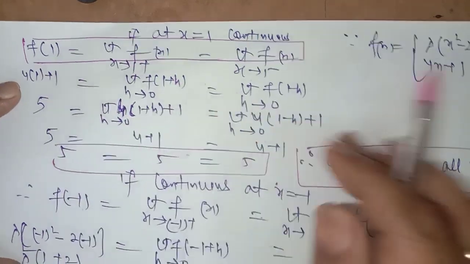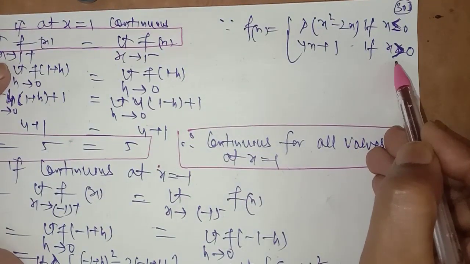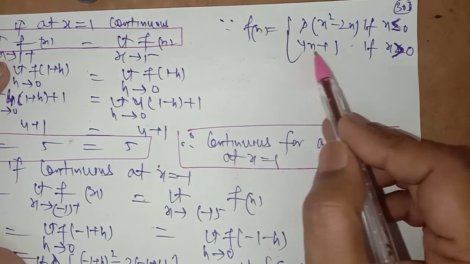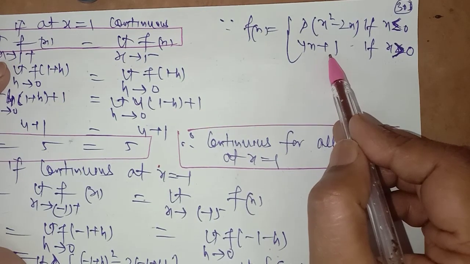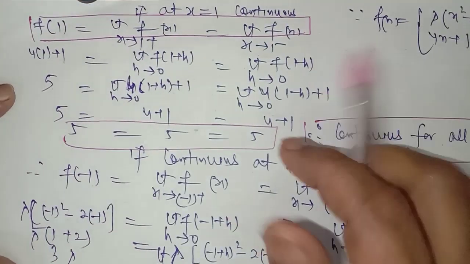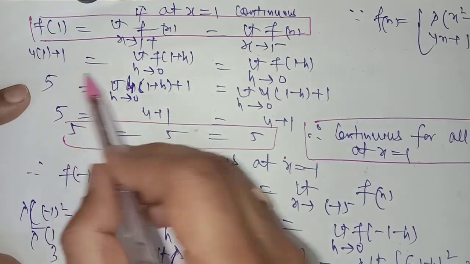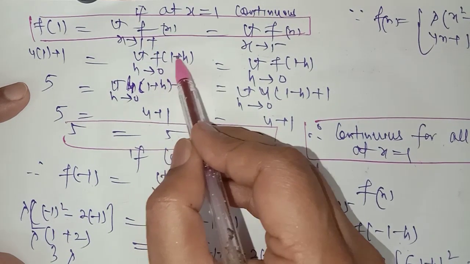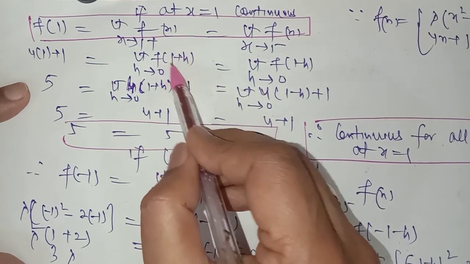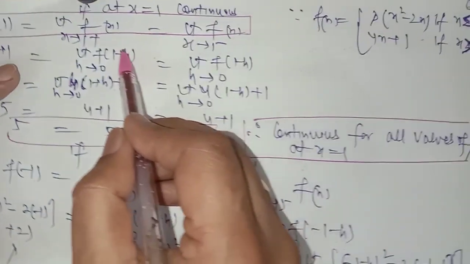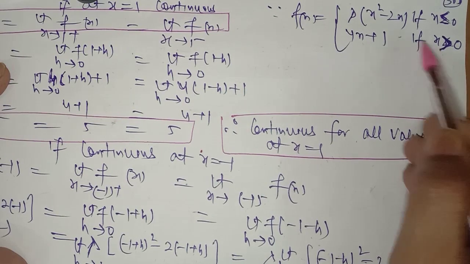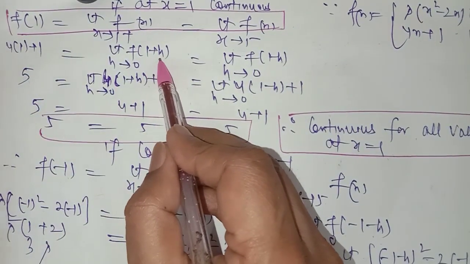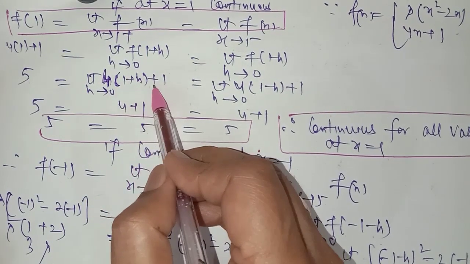So f(1) means x greater than 0, so we'll use this function. So 4 into 1 plus 1, this comes out to be 4 into 1 plus 1. Now for the right hand limit, x goes to 1 positive. We let x equal to 1 plus h. So 1 plus h is again greater than 0, so we'll use this function. In place of x, you replace 1 plus h. This is 4 into (1 plus h) plus 1.